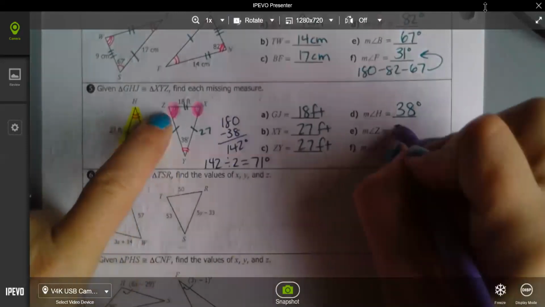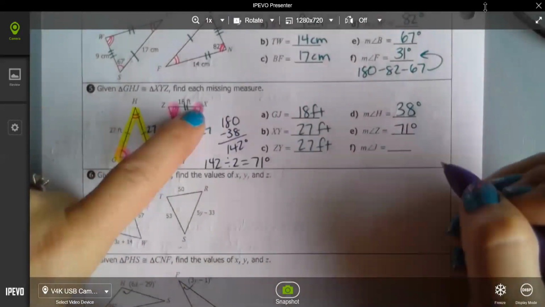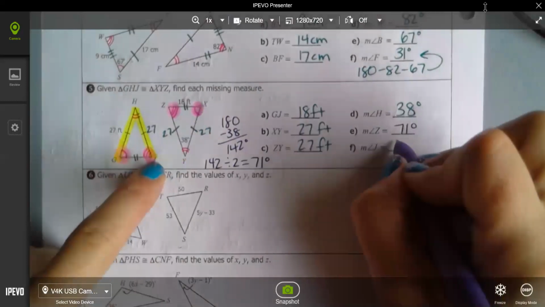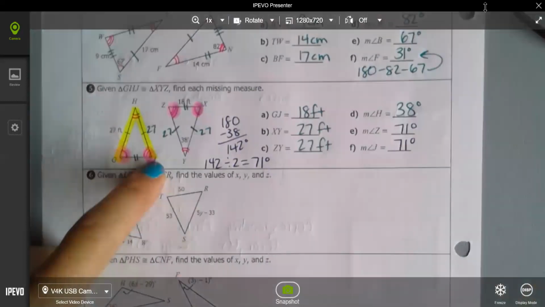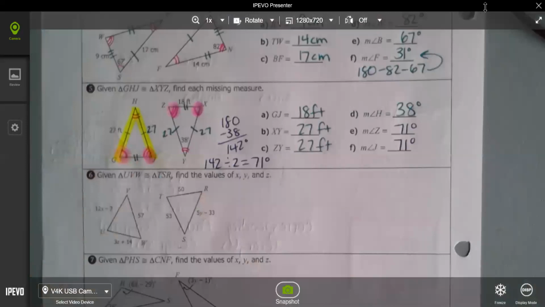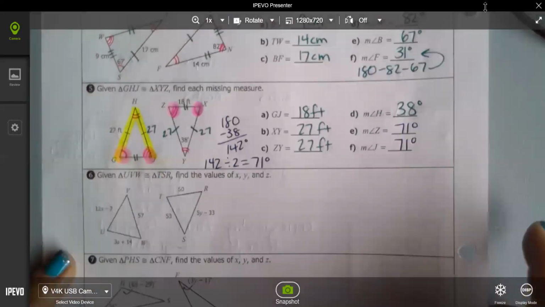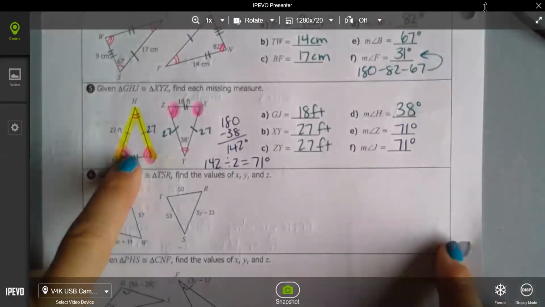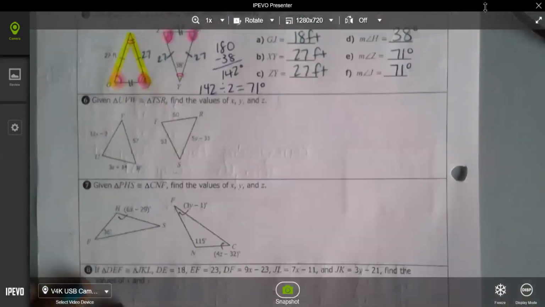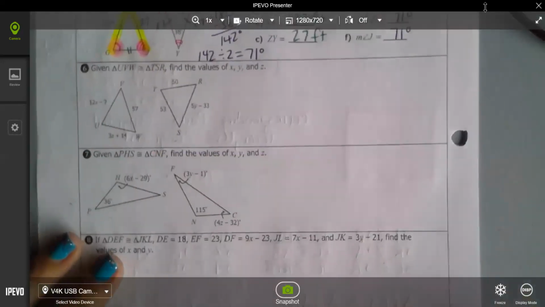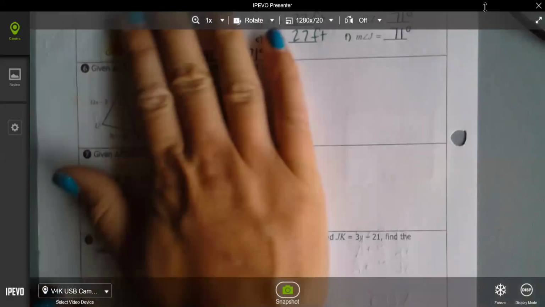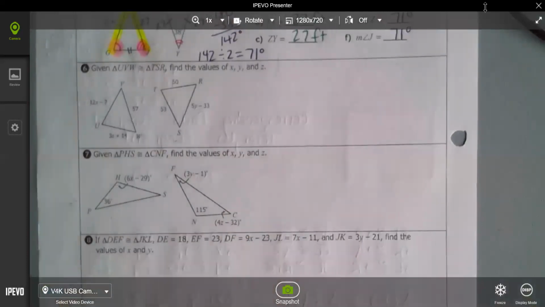So Z has to be 71 degrees, X needs to be 71, G and J, they both need to be 71 degrees. Okay, you can't forget about what we've learned. We have to keep going back to those definitions, going back to those theorems and properties to be able to help us work through a problem.